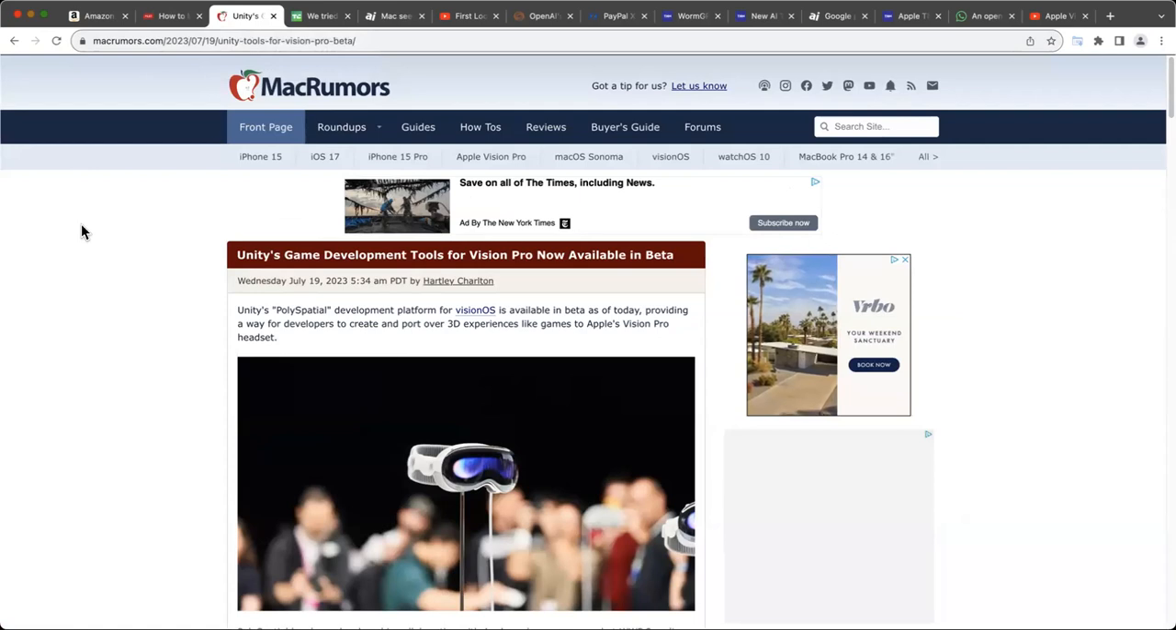Unity, their game development tools for the Vision Pro are now available. There's a whole bunch of stuff popping up for the Vision Pro. So those are available in beta. I know there's a lot of Unity developers out there who will be interested in that.